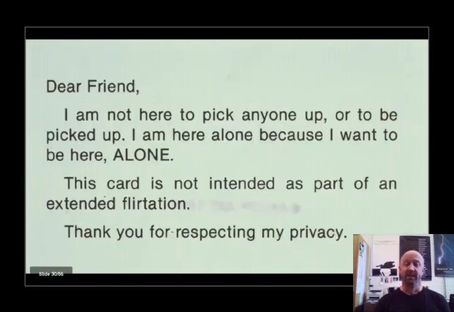Or, in a more straightforward, gendered way: "Dear friend, I'm not here to pick anyone up or to be picked up. I'm here alone because I want to be here alone." Now, this is the part where guys just simply don't get it, and they will certainly believe that the second sentence is not true. "This card is not intended as part of an extended flirtation. Thank you for respecting my privacy."